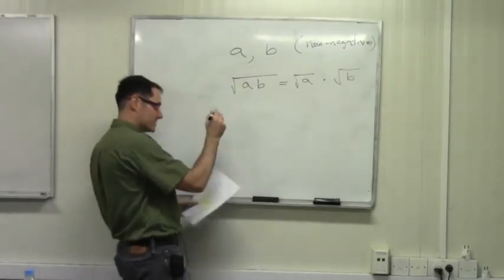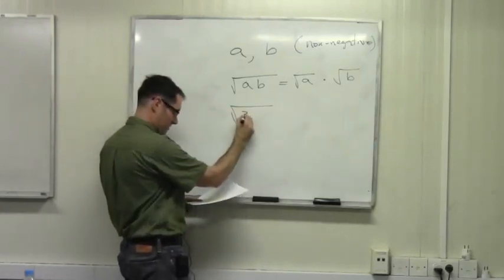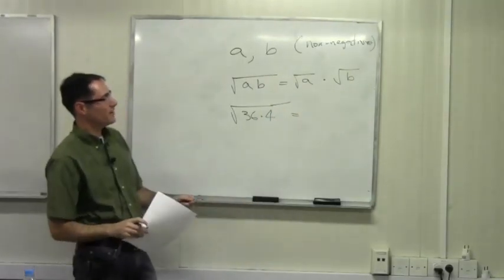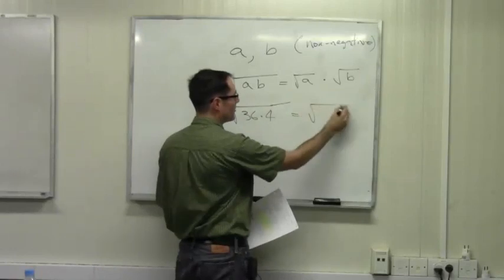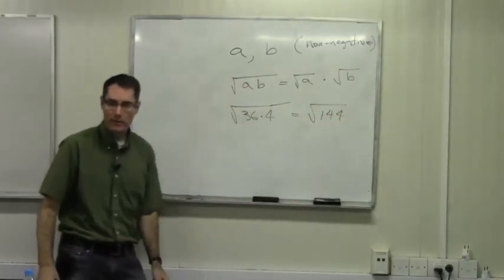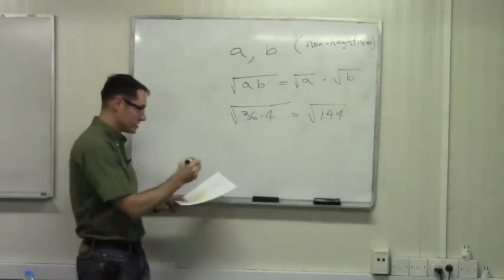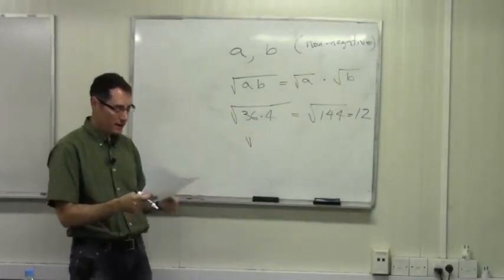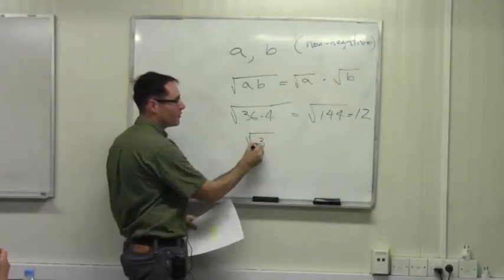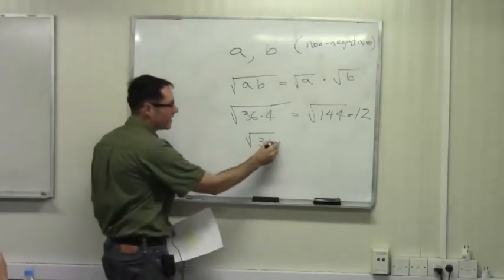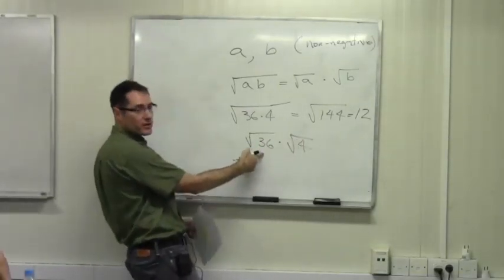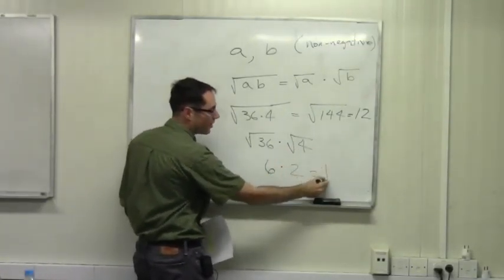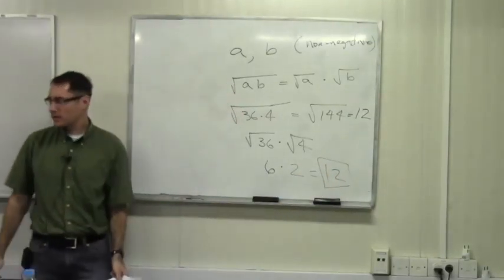Okay? So let's take a look at this. The square root of 36 times 4 equals what? Well, it equals the square root of 144, right, which is 12, because you can just multiply those in there. Or you could say that it equals the square root of 36 times the square root of 4. And we know that the square root of 36 is 6, and the square root of 4 is 2. So that also equals 12. See how that works out?